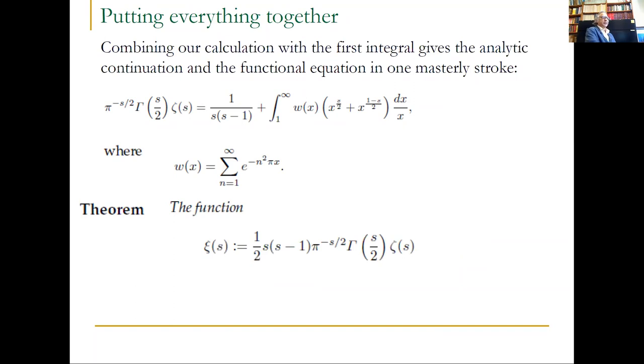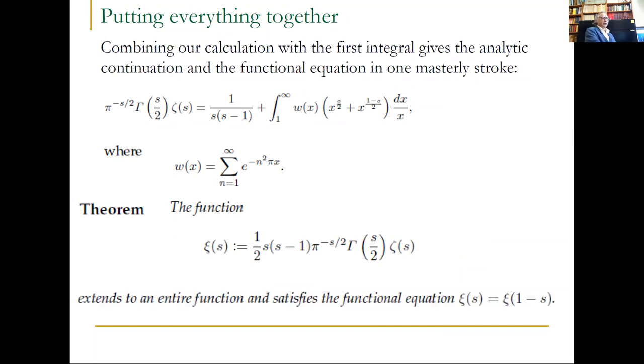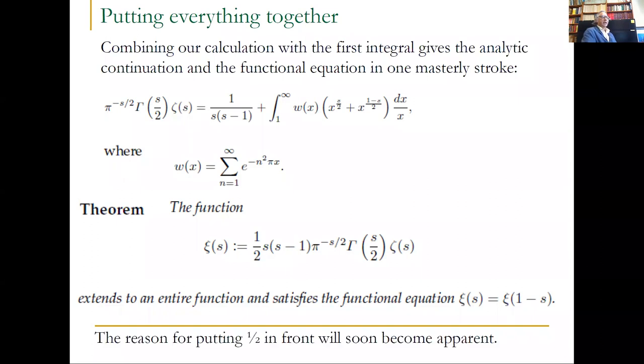So this function satisfies the functional equation, xi of s equals xi of 1 minus s, and it extends to an entire function, because this integral here is an entire function. Remember, w of x, starting from 1 to infinity, has exponential decay, and therefore this integral makes sense for all values of s. So that's the proof of the functional equation. It's a beautiful derivation. And the reason for putting a half in front of the xi function will become apparent as we go on with the talk.